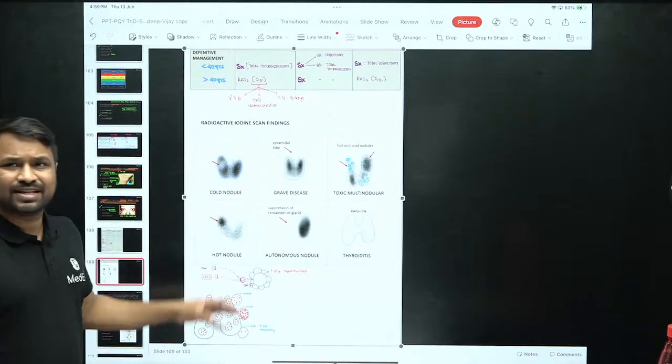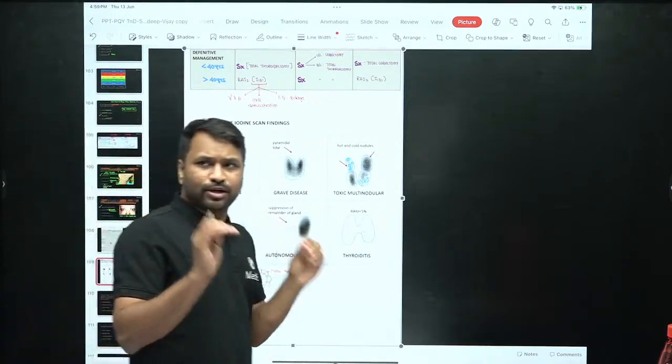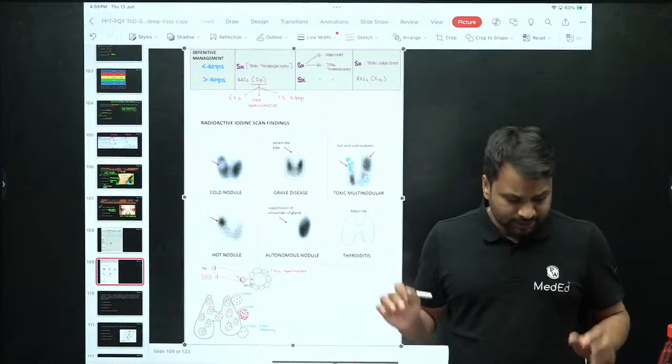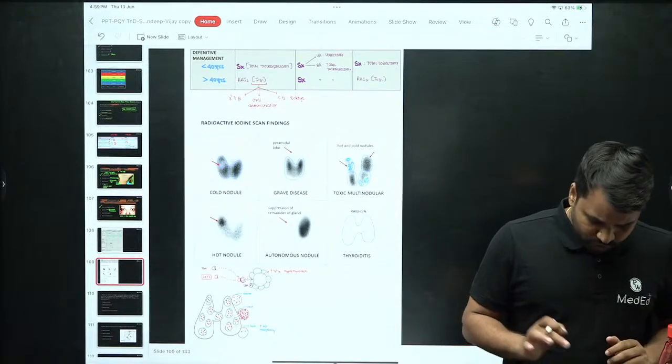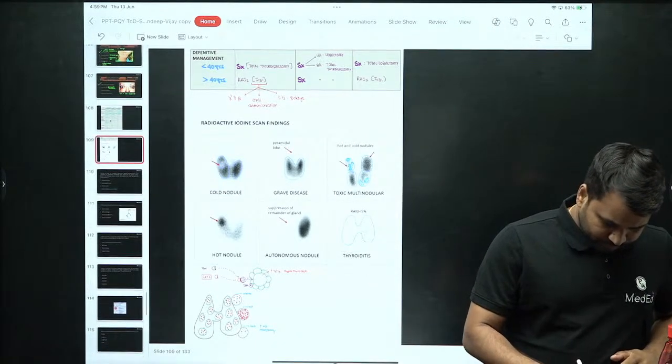I've given you the scans as well just to have an interpretation at your own free time. Just go through it. Nothing spectacular about it. Chalo. What happened?